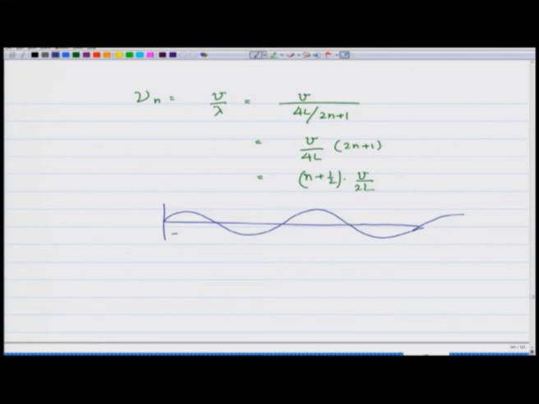So, I am going to have lambda by 2 between nodes, and the end segment is going to be of the length lambda by 4. So, what I am going to have is lambda by 4 times (2n plus 1) is going to be equal to L, and that immediately gives me lambda equals 4L over (2n plus 1). So, that is the physical interpretation. Mathematically we could just write what kL should be and get our answer.